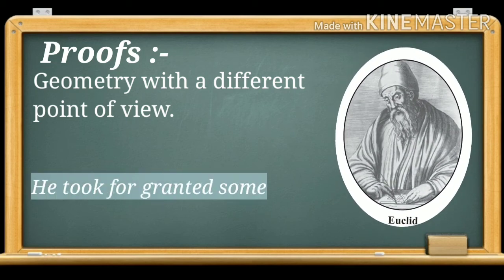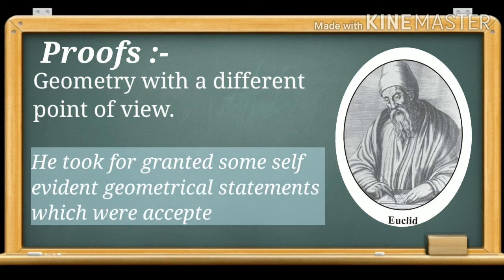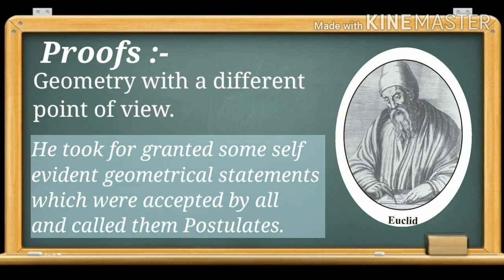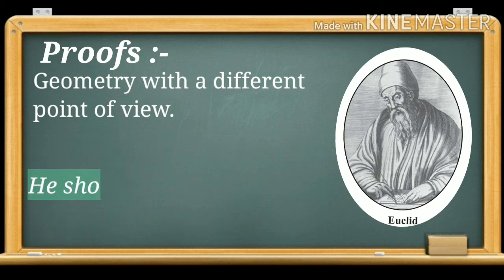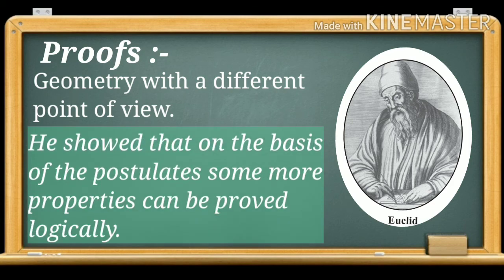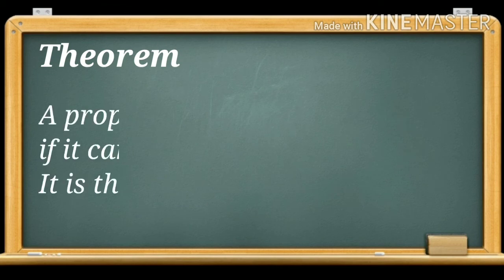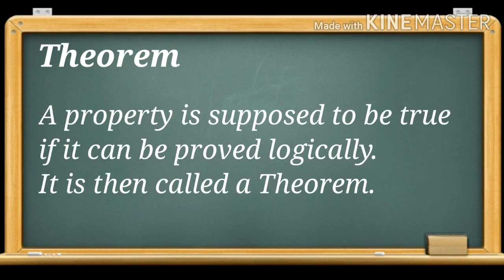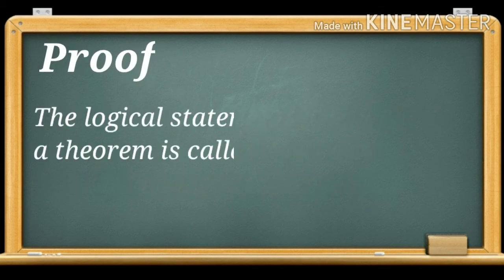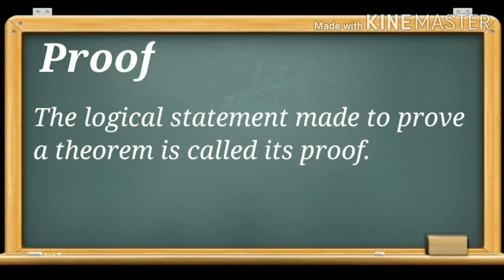He took for granted some self-evident geometrical statements which were accepted by all and called them postulates. He showed that on the basis of postulates, some more properties can be proved logically. A property is supposed to be true if it can be proved logically. It is then called a theorem. The logical statement made to prove a theorem is called its proof.